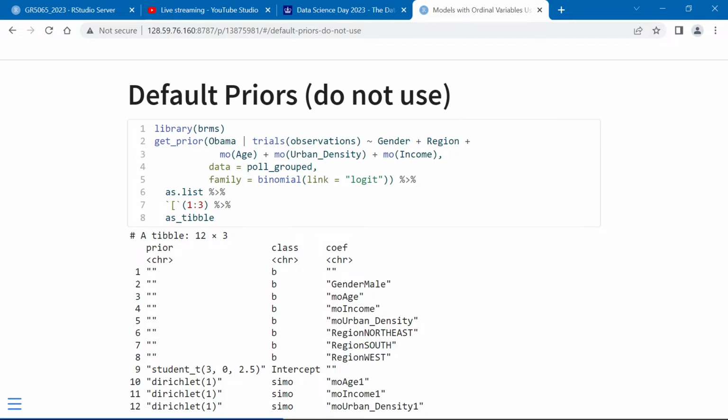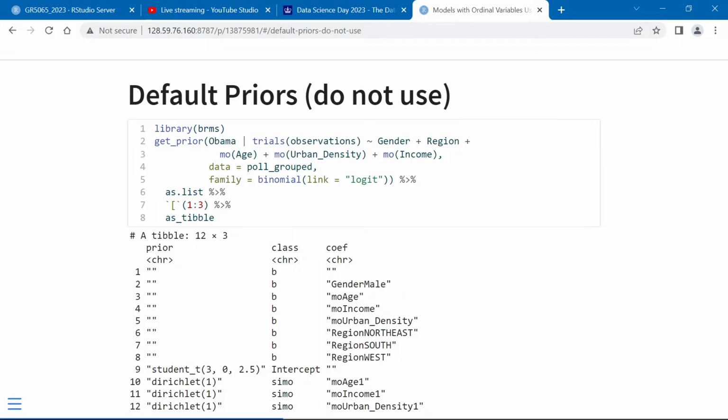And then in here, okay, there's a coefficient on gender for males, and there's coefficients on 3 out of the 4 regions. Those are not ordered. I mean, anything with 2 categories you can say is ordered, but you don't need an ordinal prior in order to make that happen, because it's just like 1 and 0. Happens automatically. These Mo age, Mo income, Mo urban density things, those are the lambdas that get multiplied by your cumulative average, or cumulative sum divided by k. Business for the variables that you specify to have ordinal relationship.